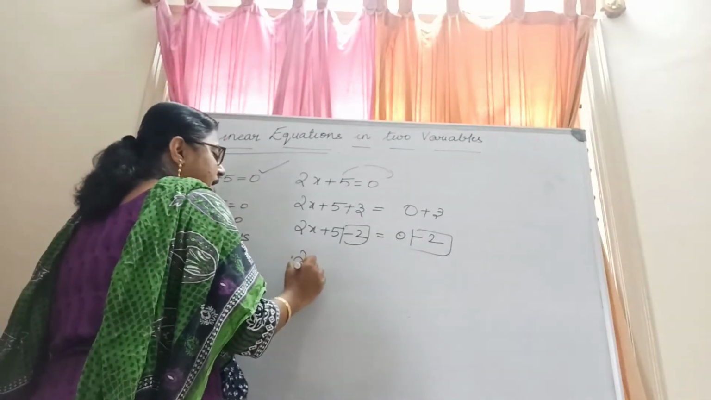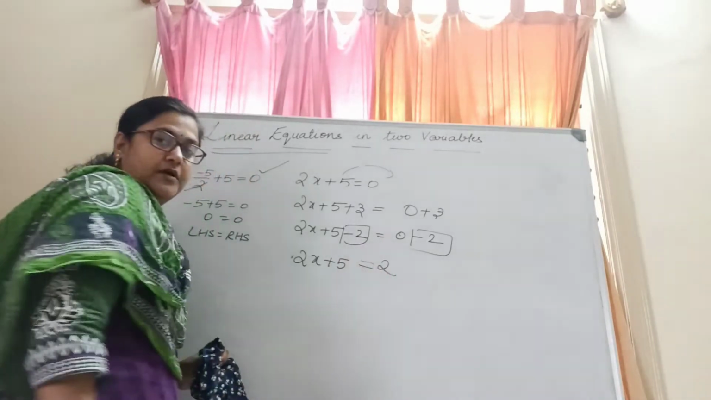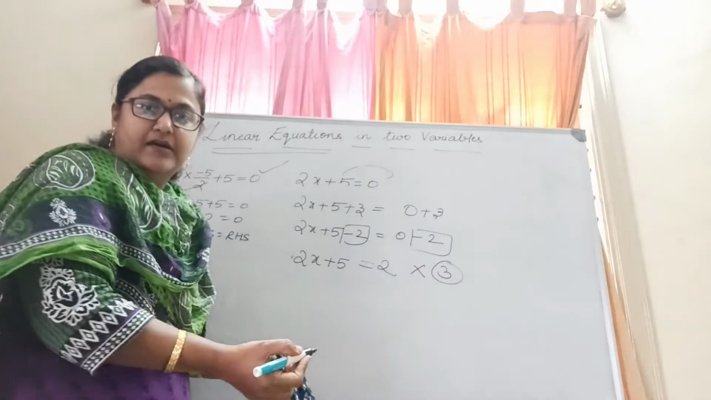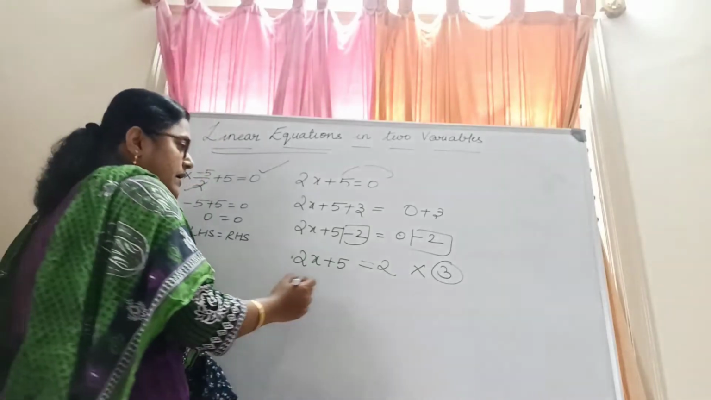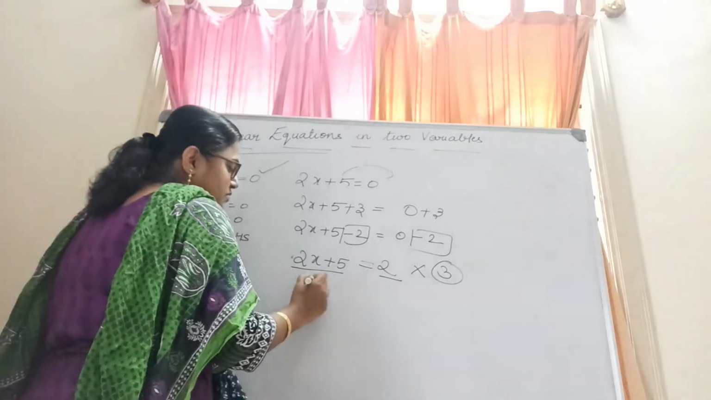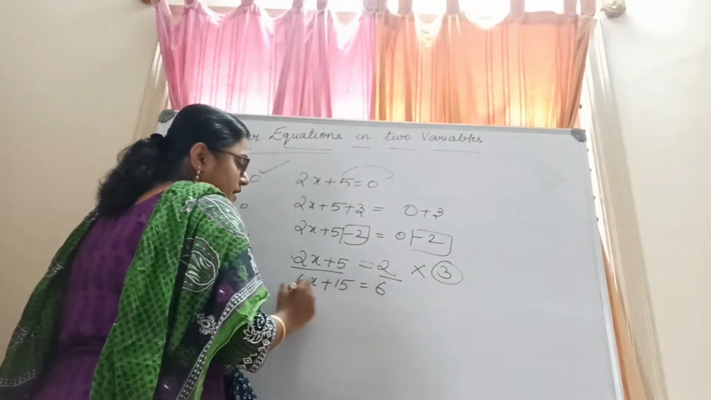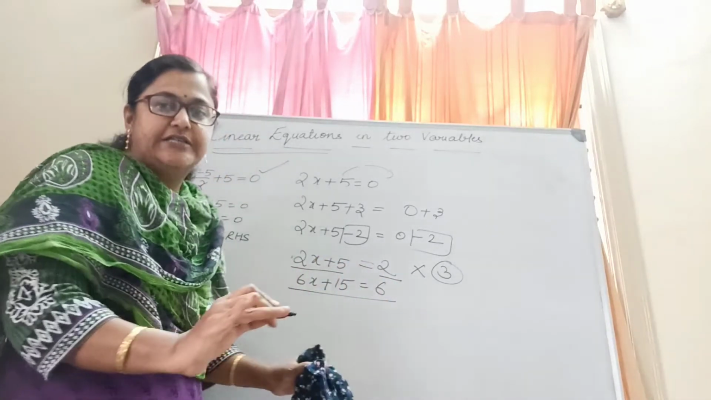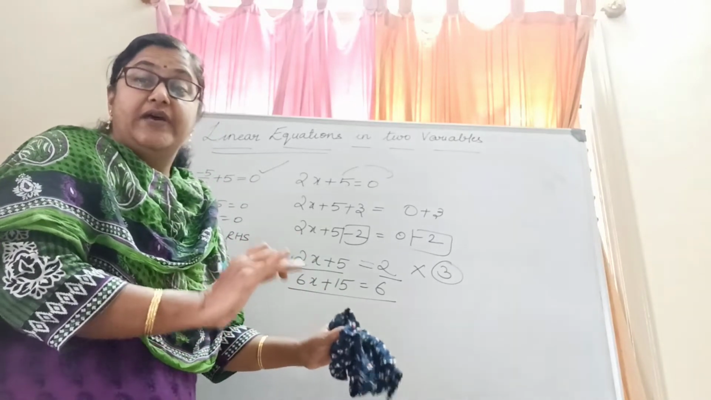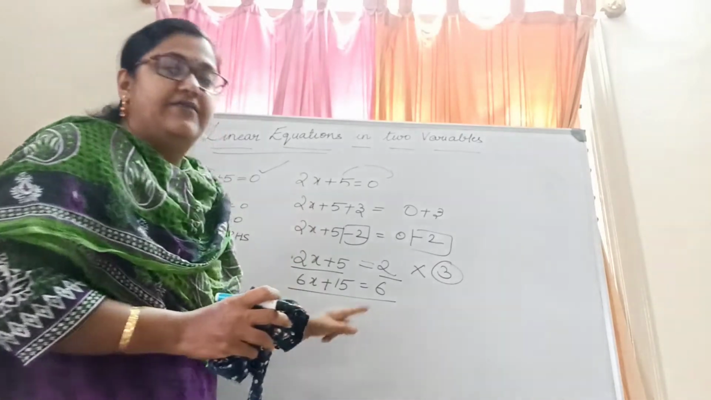Fine. Now I have an equation 2x plus 5 is equal to 2. Now when I multiply the whole equation by any number, I have taken 3 here, you can multiply by any number. When I do this, I have to multiply both LHS and RHS. That is 2 into 3, 6x, plus 5 into 3, 15. In this case also my solution is not going to change. That is the value of the variable x is not going to change. Same with division also. So this rule you have to remember.